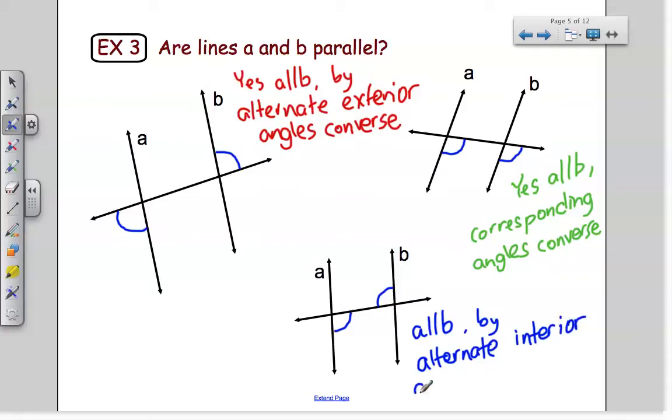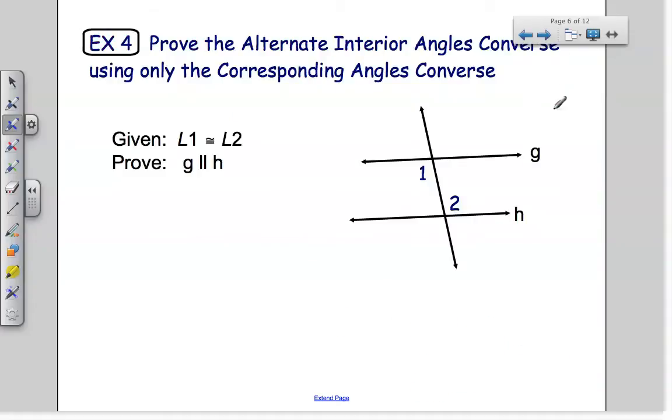So start getting used to using that word converse when you're proving that lines are parallel from congruent angles. Remember, you're not going to use converse when you know lines are parallel and you're listing congruent angles. And we're going to use both in this proof, actually, a converse and a regular one. Oh, sorry, in a later proof this chapter.